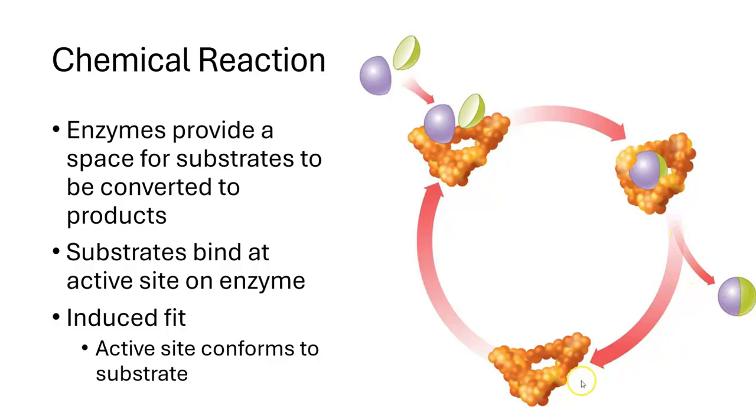Now notice the circle goes around. Our enzyme is now available and has a free active site so that it can accept new substrate molecules. They come into the active site. We have induced fit where it makes that nice snug configuration and it converts it to product.